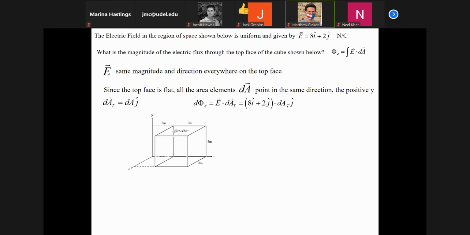Okay, good. So you can see here, when we dot dA sub t into this vector, 8 i plus 2 j, the only thing that survives is the j part, the y direction of the electric field. Consequently, you end up with this relationship for the flux from some area element dA somewhere on this top surface. The contribution in the x direction does not contribute.